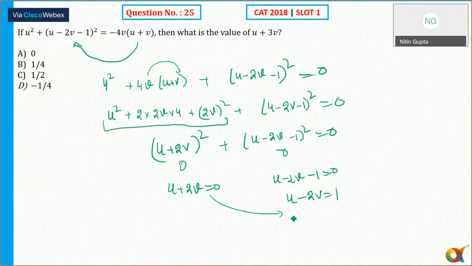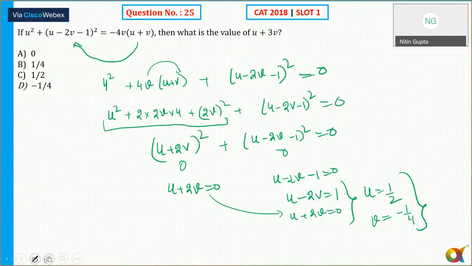And we also know that u plus 2v is equal to 0. Add these two equations and I'll get u equal to half. Once we get u equal to half, you can substitute the value of u in any of the equations and you'll get v. v is equal to minus 1 by 4. So u is half and v is minus 1 by 4.